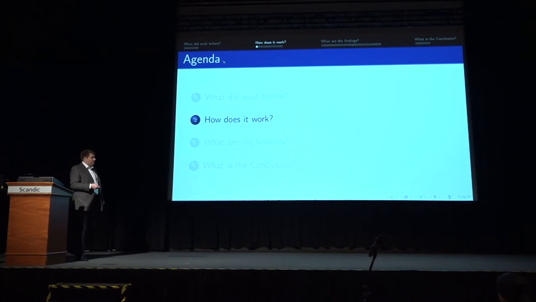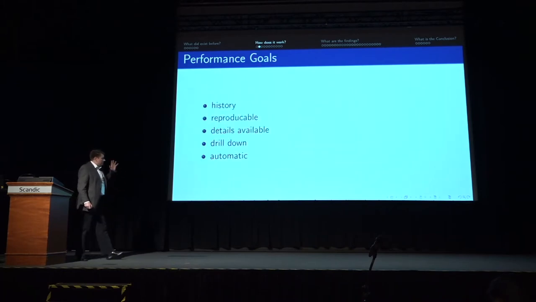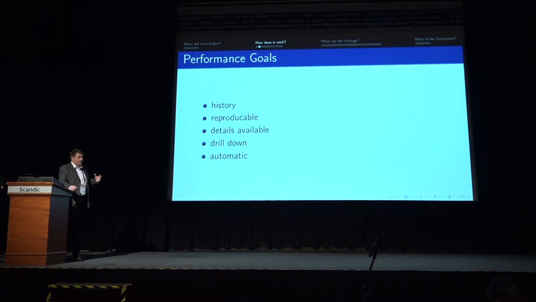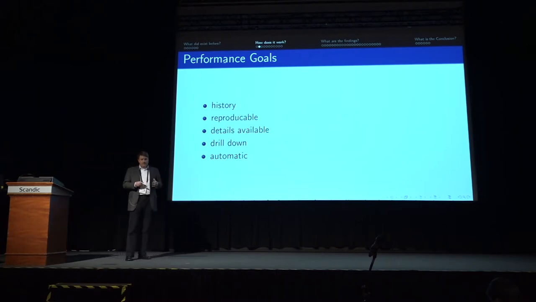So what did I do there? Here are my goals for the system I built, based on the two things I've presented before. I want to see the history. I want to have reproducible numbers so that you can rely on them. You want to click on something and see the details: what has been tested, when it has been tested, what the log outputs are. You want to have drill down. Here we have a lot of commits in the tree, and you don't know which one is really the relevant one for the change in performance. So you want to say, okay, was it here or there? And drill down to this.